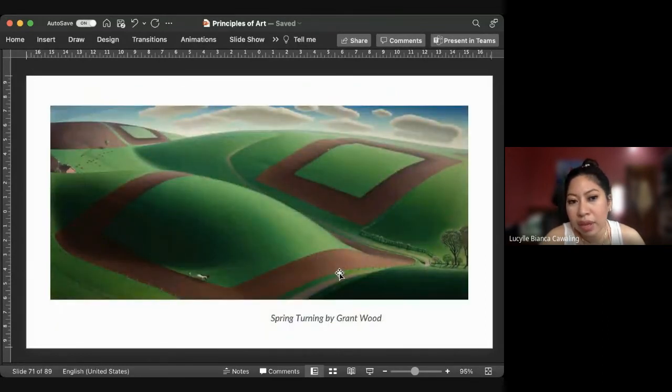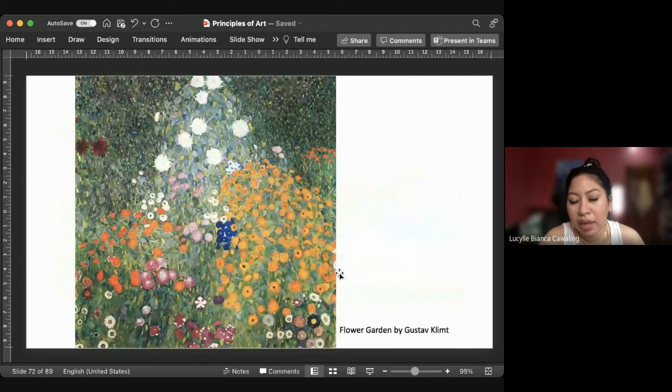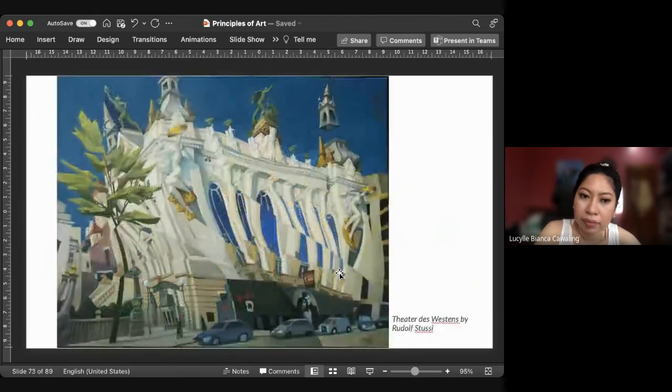And this is by Grant Wood, Spring Turning. And this is another by Gustav Klimt, The Flower Garden. If you can see that there are differences in shapes, but the circular or the repetitive or the similar shapes, although they are varied, can give out a sense of unity. And another one by Rudolf Stussi.